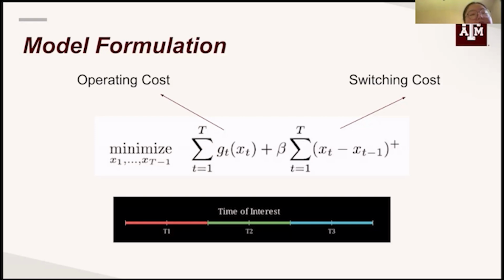Suppose that we have 5 servers active during time slot t1, then gt of xt at t equals 1 will be gt of 5, which is the operating cost of those 5 servers. And on the right-hand side, it's a similar summation, but this time we are summing the switching cost at individual time slots. The xt minus xt-1 is basically the difference in the number of active servers between 2 neighboring time slots. And the beta parameter here defines all the miscellaneous switching cost.